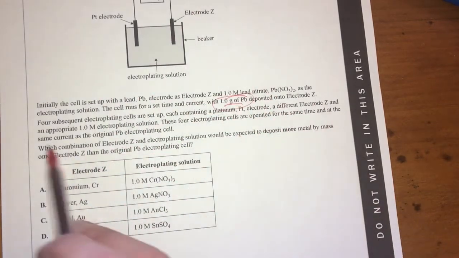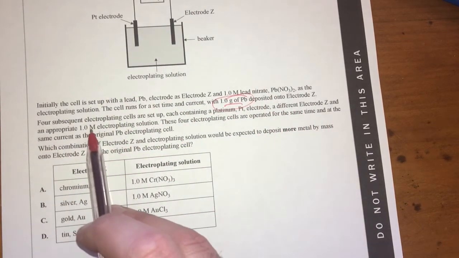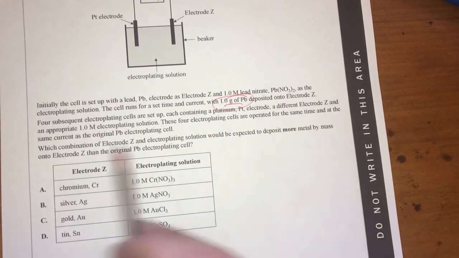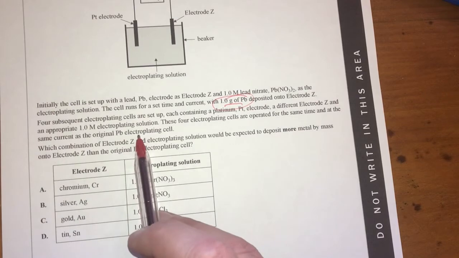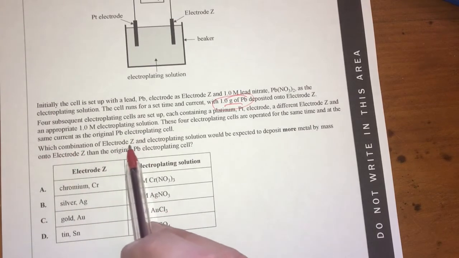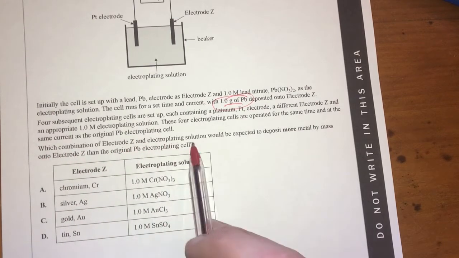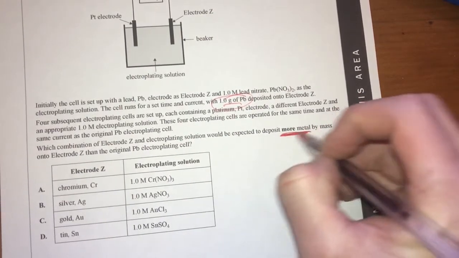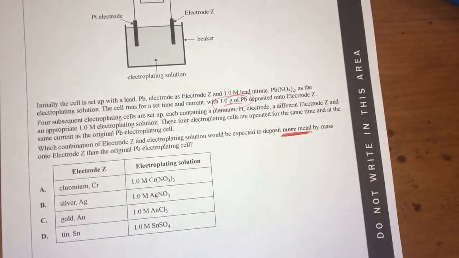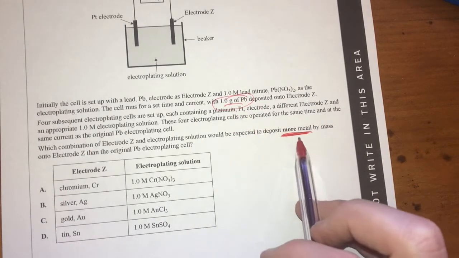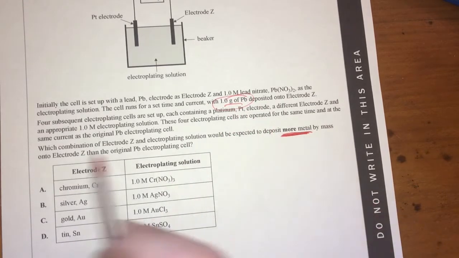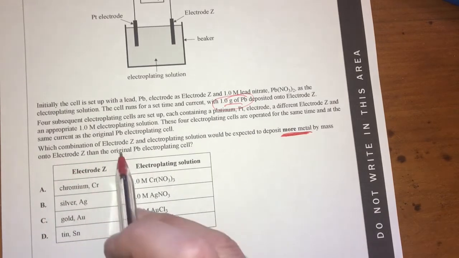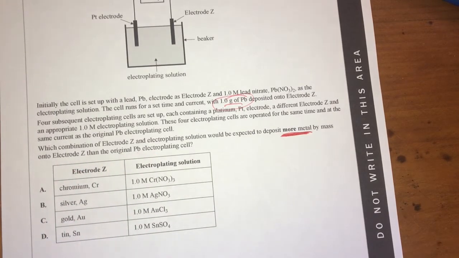The appropriate electroplating solution, 4 of these cells are operating at the same time at the same current as the original Pb electroplating cell. Which combination of electrode Z and electroplating solution would produce more metal? So what we want to see is, are we going to produce more than 1 gram of lead here? Which one's going to produce the most by mass onto electrode Z than the original Pb plating electrode?